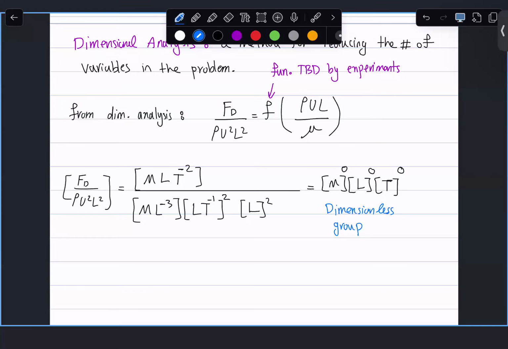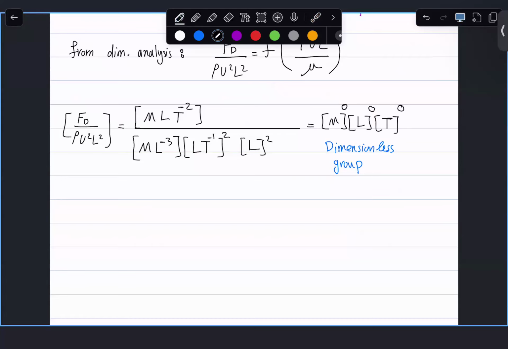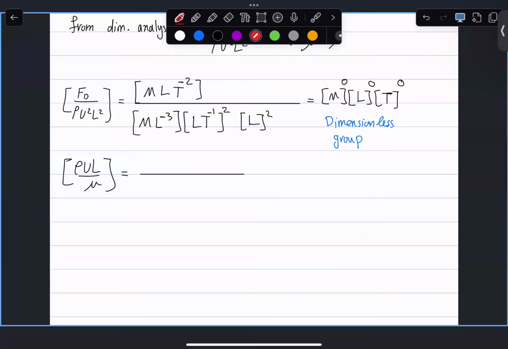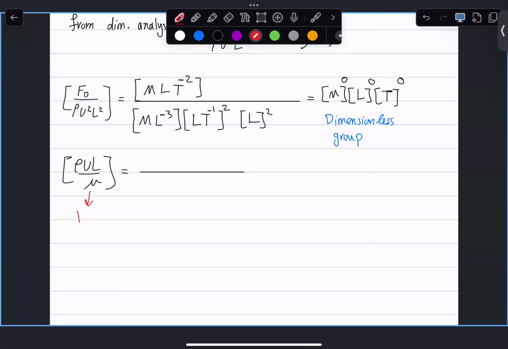So maybe you can now do this other one, and you probably know by now that this should be dimensionless too. So see if you can get something dimensionless from this. Rho U L divided by mu, what are the dimensions? If you don't remember the dimensions of mu, I'm gonna help you. Its units are pascal seconds. So that should tell you the dimension.